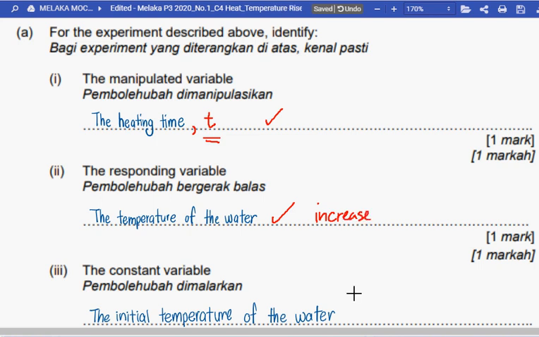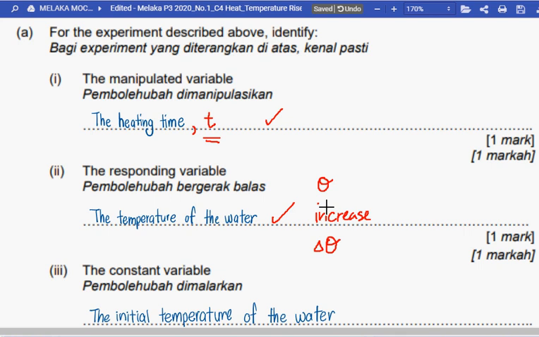So it means that this is actually the delta theta, because this is your responding variable. If you just write temperature of water, that will be theta. Not wrong, but more accurate if you write delta theta. So here, best answer will be temperature of water increase. But like this also can be given mark.